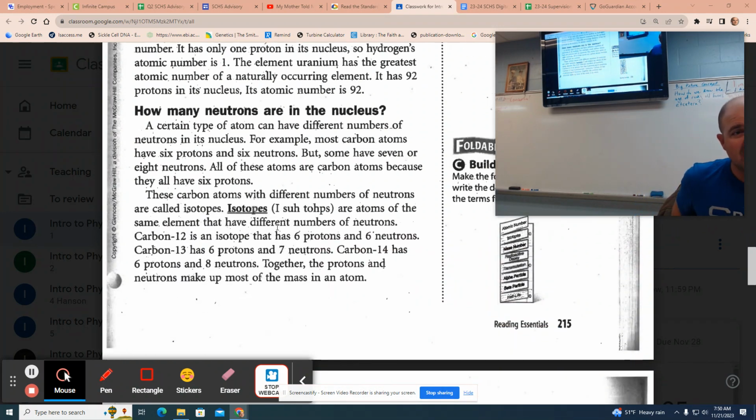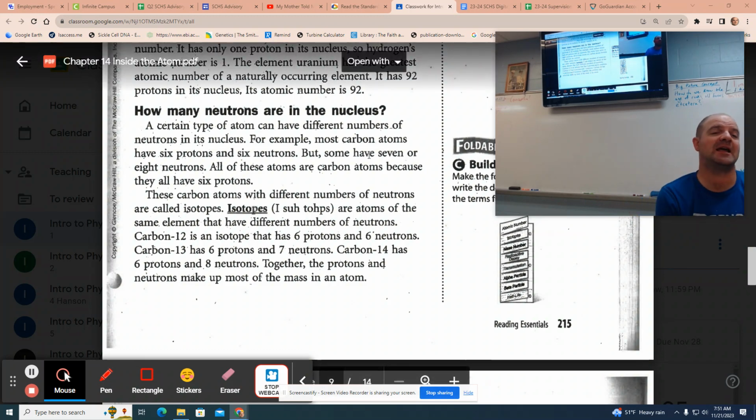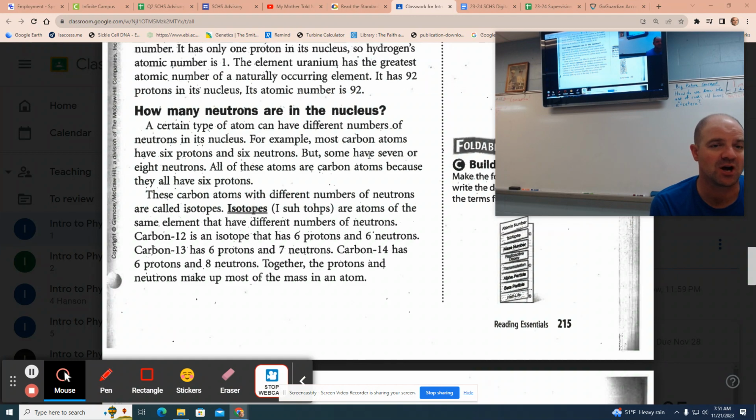A certain type of atom can have different numbers of neutrons in its nucleus. For example, most carbon atoms have 6 protons and 6 neutrons. The vast majority, right? We saw that yesterday with the atomic mass being 12.011. But some have 7 or 8 neutrons. All of these atoms are carbon atoms because they have 6 protons, and that's what gives it the identity.